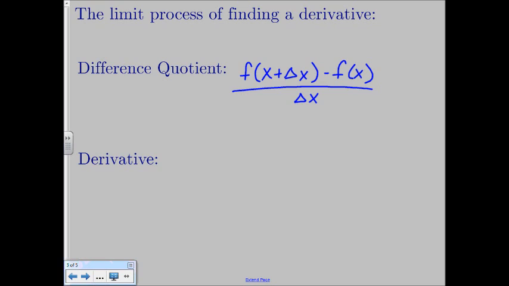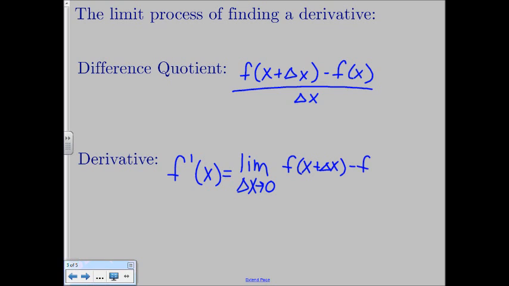And to find a derivative using this, all we do is take the limit of it. So our derivative, which we use the notation f prime of x, is going to be the limit as delta x goes to 0 of the difference quotient: f of x plus delta x minus f of x, all over delta x.